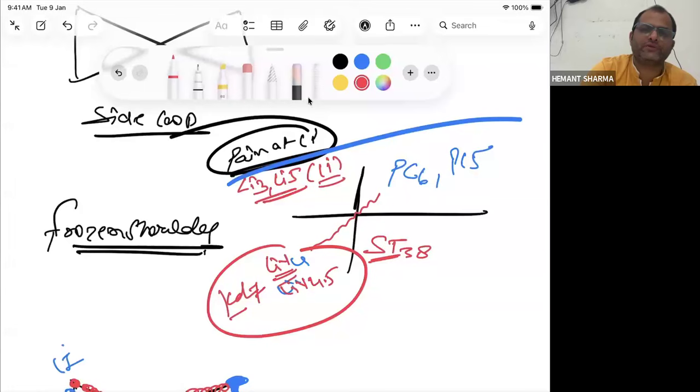Enough, enough for today, because we have, yeah, yes Jyotika ji, Dr. Jyotika ji.